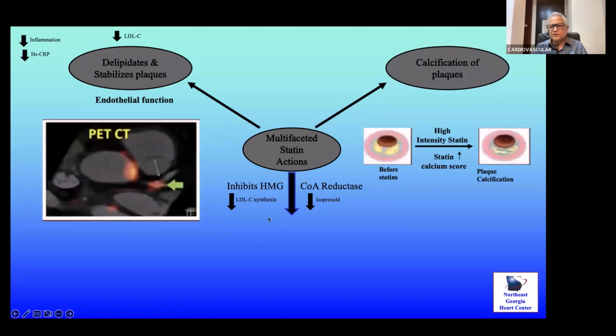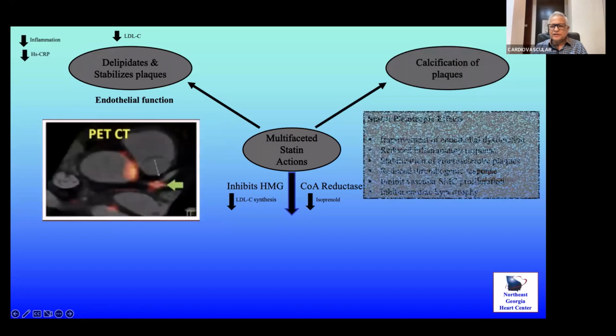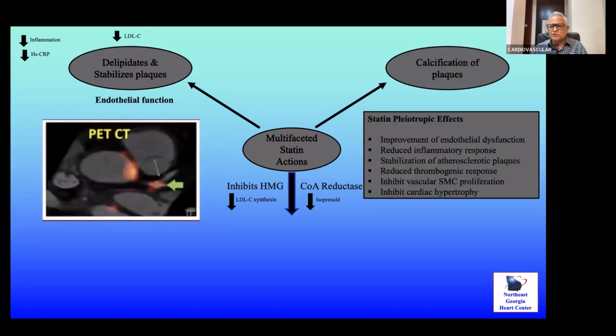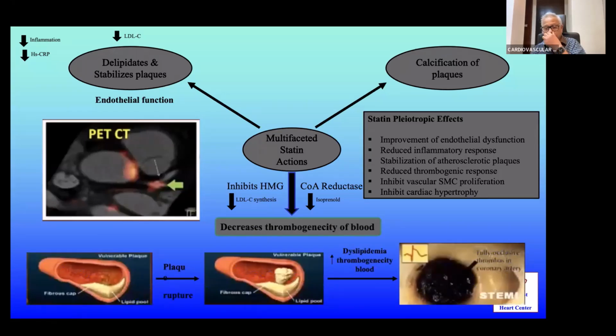And we can see it here, a lot of LDL. After statin, it's all calcium now. The second effect is, we all know that it's a pleiotropic drug: it improves endothelial function, reduces inflammatory response, stabilizes atherosclerotic plaques, reduces thrombogenic response, inhibits vascular smooth muscle cell proliferation, and also inhibits cardiac hypertrophy. That in turn reduces the myocardial oxygen demand.